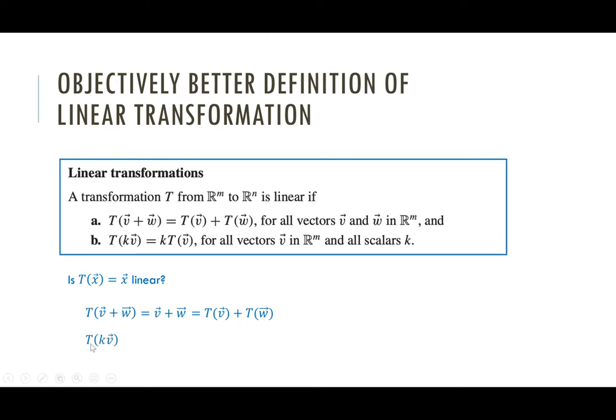Again, T input is the scaled vector, but whatever. This identity transformation just takes its input and spits it back out. So that's just equal to K times the vector. And then we just said that V is equal to T of V. And so, indeed, it is linear because we've satisfied both of these conditions. So, all right, great.